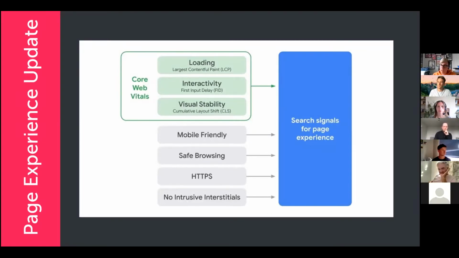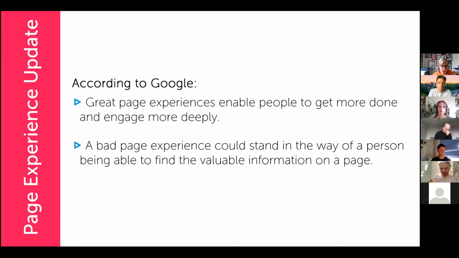And then the core web vitals themselves, they're covering these three main areas. So the first is loading, the second is interactivity, and finally visual stability. And we'll go into a little bit more detail about the three of those in the coming slides. In terms of why this is being introduced, it's because, according to Google, great page experiences enable people to get more done and engage more deeply with websites, and conversely, because a bad page experience stands in the way of people being able to find that information and being able to do what it is that you want your customers to do on a website.